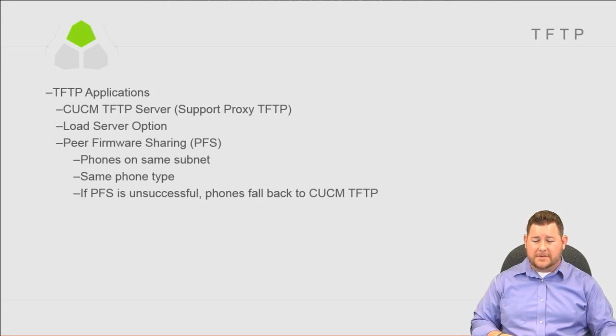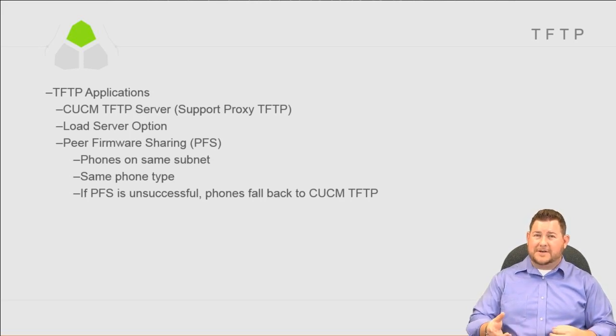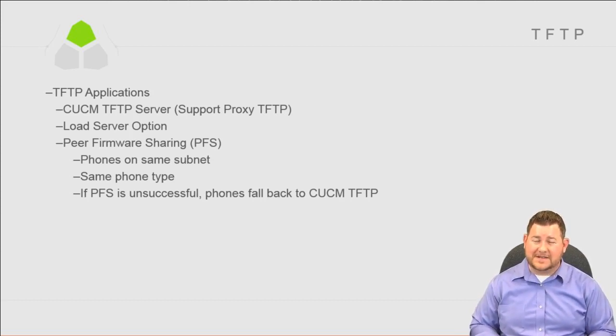But if peer firmware sharing is unsuccessful, as you might imagine, it's just going to fall back to the normal CUCM TFTP option. So it's going to take this TFTP server that I would normally connect to and just connect. If there's 50 phones, there's 50 different connections if it fails. So it's a bad day if it fails, because it takes a long time and oversaturates your WAN bandwidth.